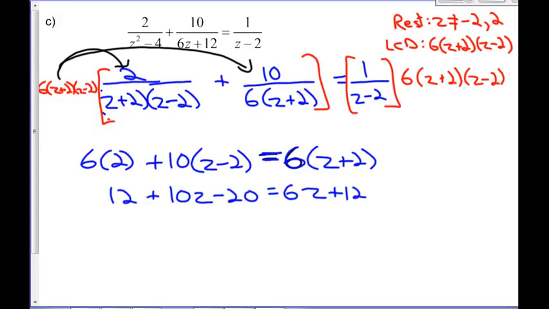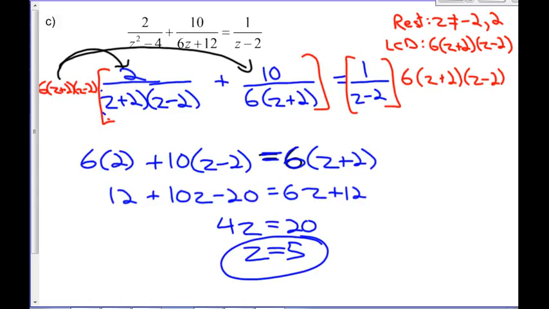We're going to have 4Z equals 20, where Z equals 5. Now, is that a restricted value? No, it's not. So this is a solution to the equation.